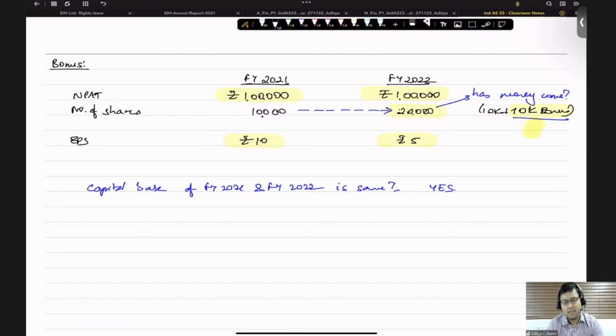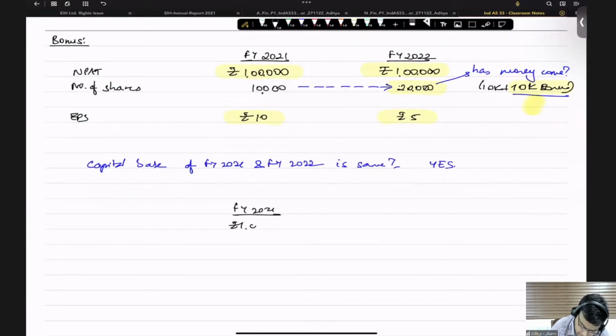In other words, the standard also tells that these bonus shares merely came into existence now, but they were always present in your financial statements. And therefore, what the company is going to do is, for the year 2021, it will have rupees 1 lakh and it will have number of shares as 20,000. So this is going to be 5 and this is already 5. And now this is what your answer looks like.